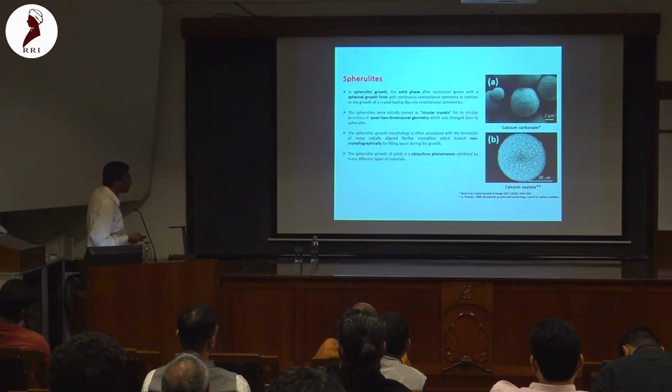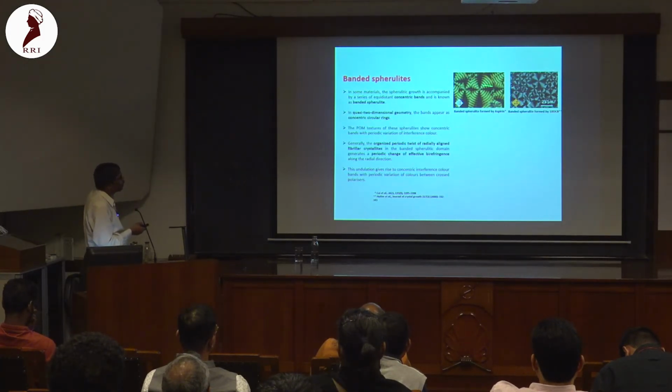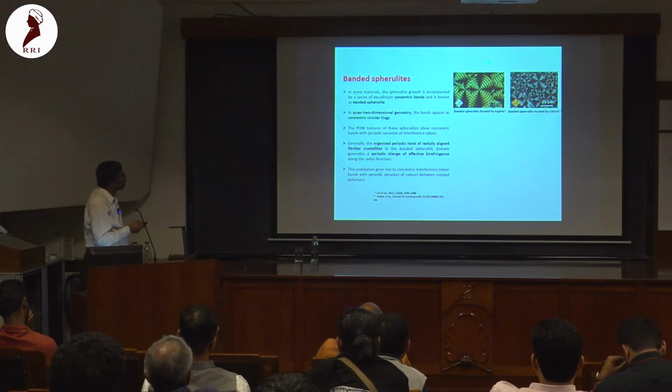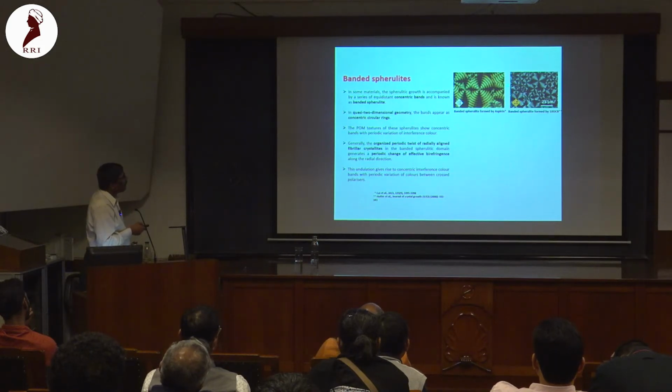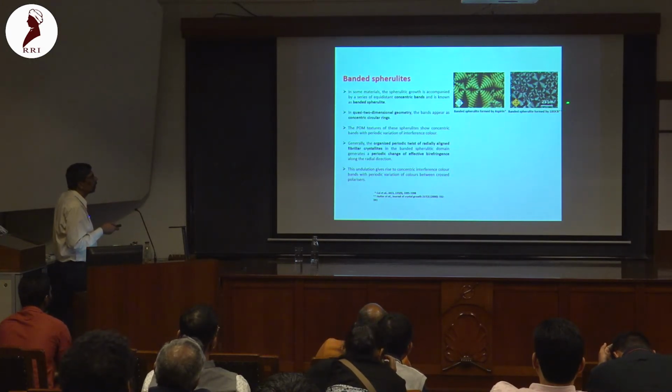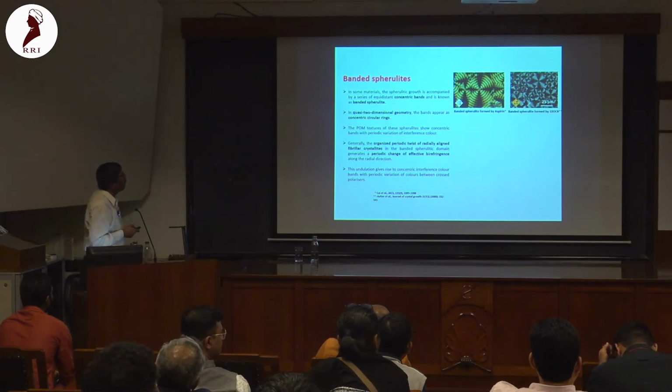It is also found that when you slice some spherulites between two plates, you will see them as circular growth, and within that circular growth you will see some kind of bands. So this is called banded spherulite, and these are pictures of two types of materials showing this banded spherulite. One is aspirin, the other is some liquid crystal molecule. Now why do these bands form?